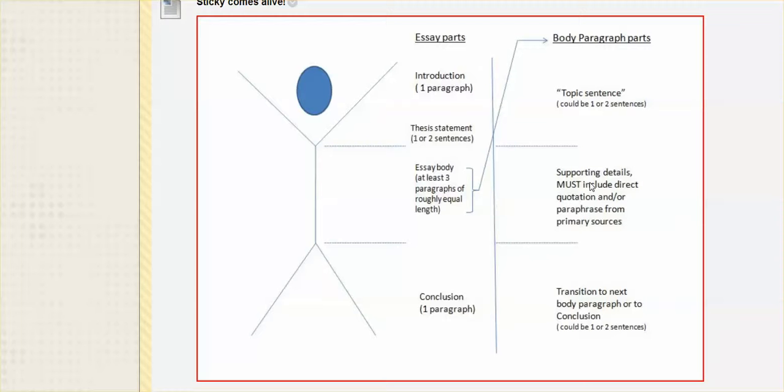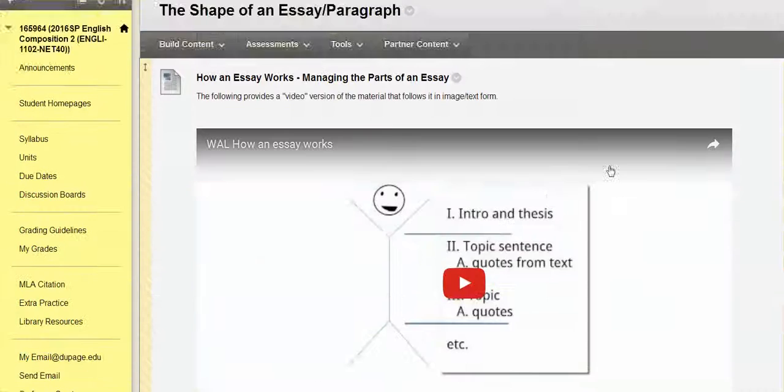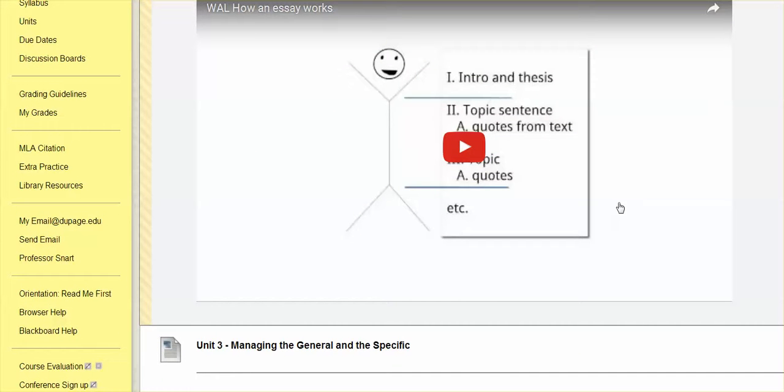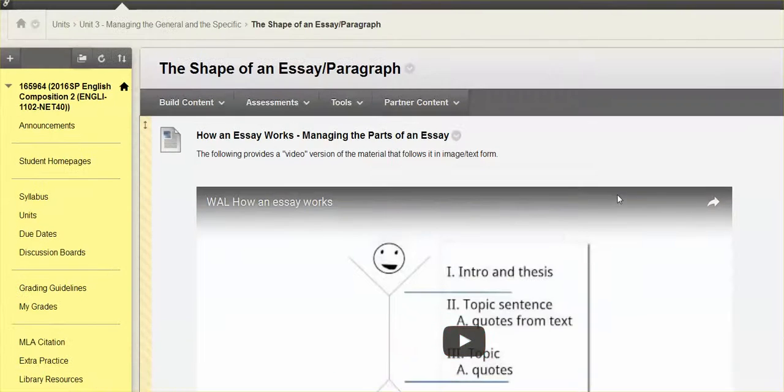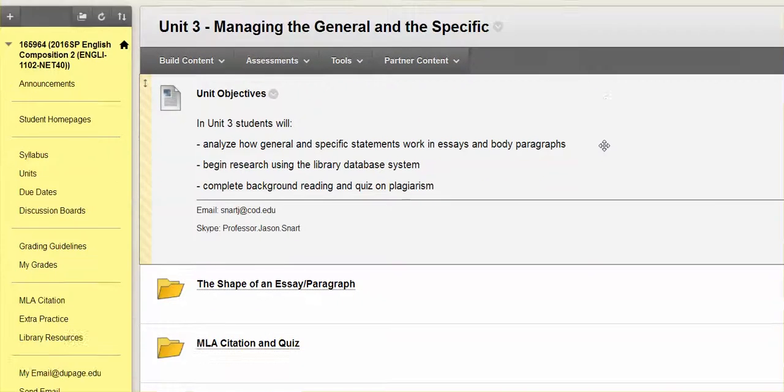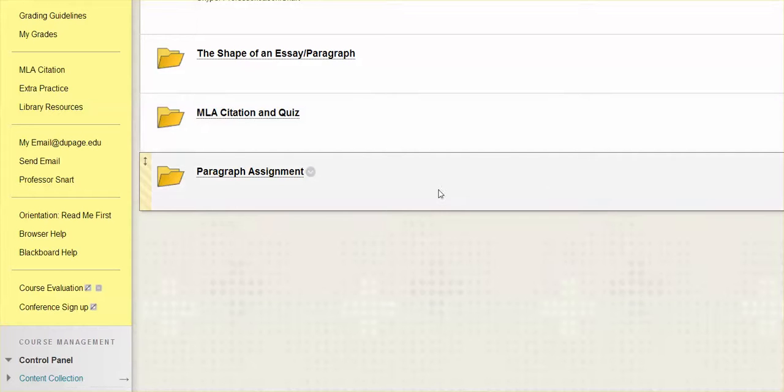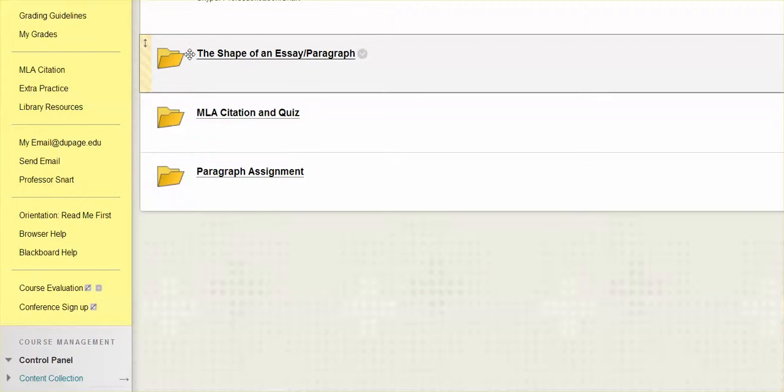So again, it's not complicated, I don't think. It's actually fairly easy to look at, especially in theory, just on the slide or in the video here. But the challenge then is to put it into practice. So that's why we start with just a paragraph assignment for this unit, where you get the opportunity to write what amounts to a body paragraph that could show up in a longer essay. And what I'm looking for here is the application of the idea that we've covered in the material earlier in the unit.